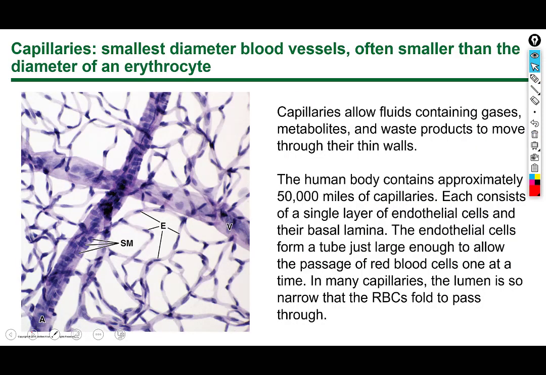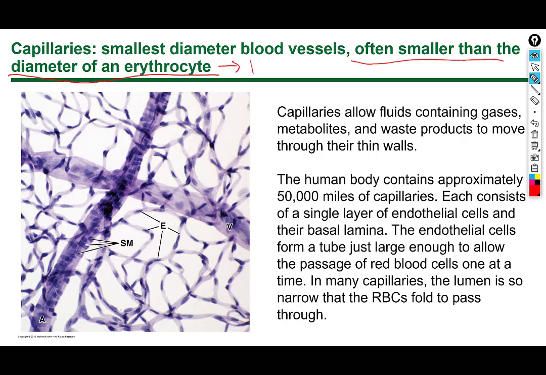Capillaries are very, very small. Here we see a venule and an arteriole. You can see the nuclei of smooth muscle cells wrapping around this. And then you have capillaries, which are really, really tiny. They're the smallest diameter blood vessels, often smaller than the diameter of an erythrocyte.